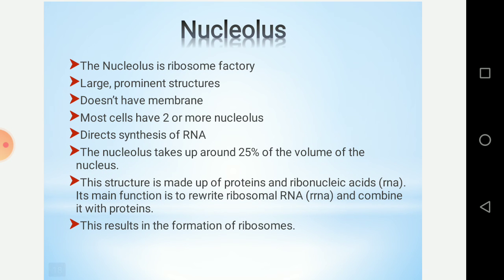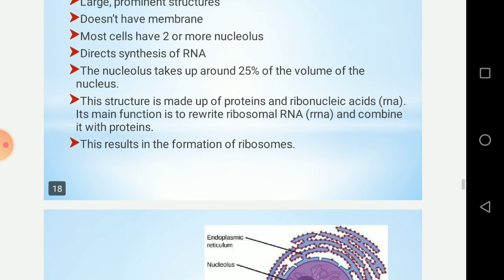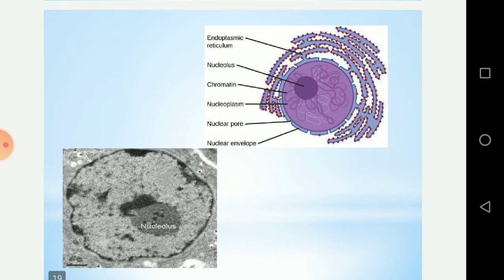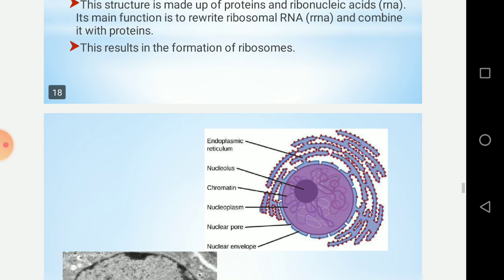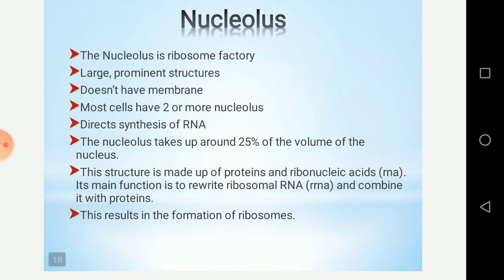We are moving to the nucleolus. Don't get confused between nucleus and nucleolus. The nucleus is a larger, prominent structure. But within the nucleus there is one more prominent structure called the nucleolus. I will show you the diagram. In the nucleus, you can see this is the diagram, and the bottom one is a real picture of the nucleus and nucleolus. Within a nucleus you can see a prominent dark structure called the nucleolus. So we'll look in detail at the nucleolus.